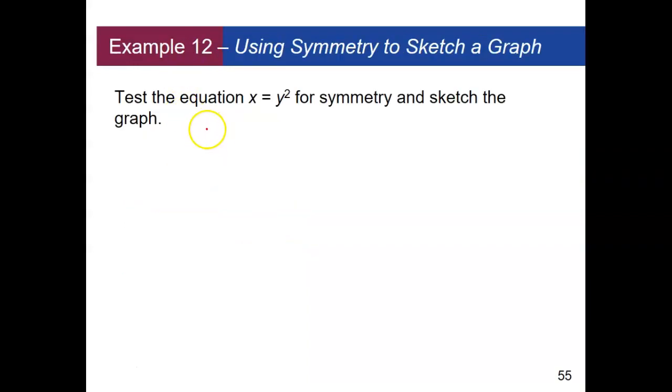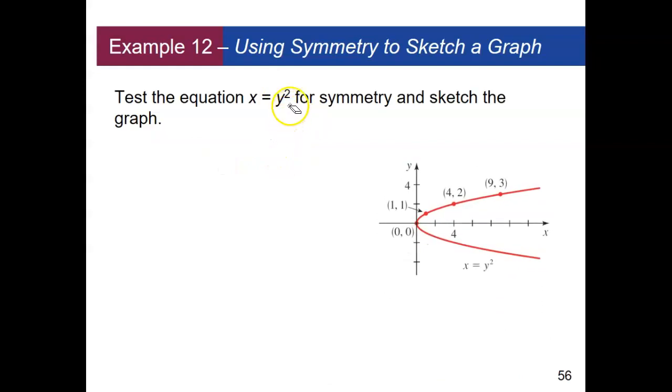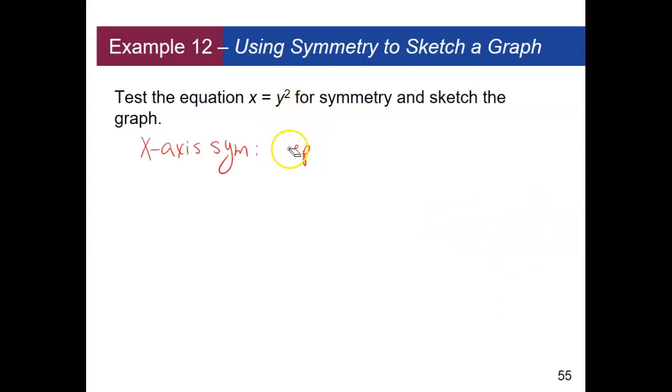Okay, so let's test for some of these. You have to test each part individually. So if I'm going to check for x-axis symmetry, we said we're going to replace y with negative y. So I'm going to have x equals negative y squared. Simplify that, and it equals the original. Okay, so that is a match to this, and therefore it has x-axis symmetry.